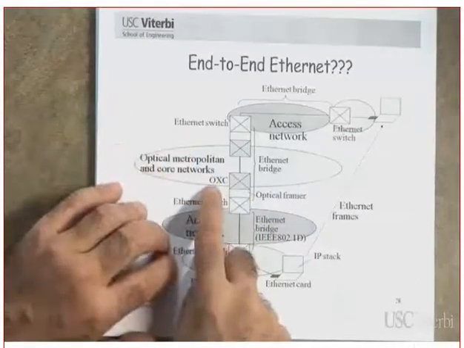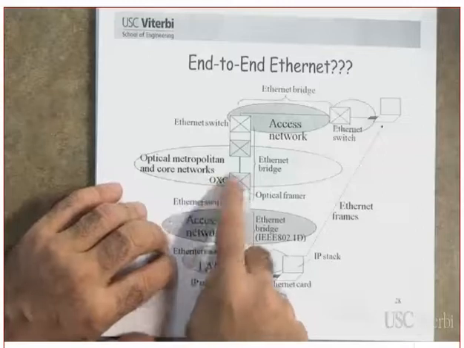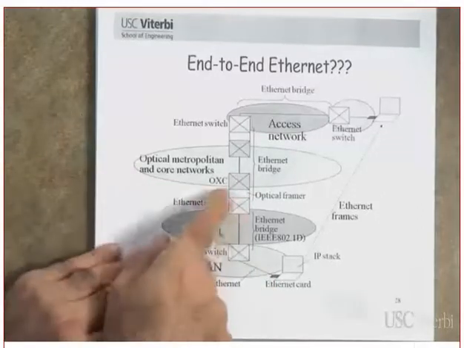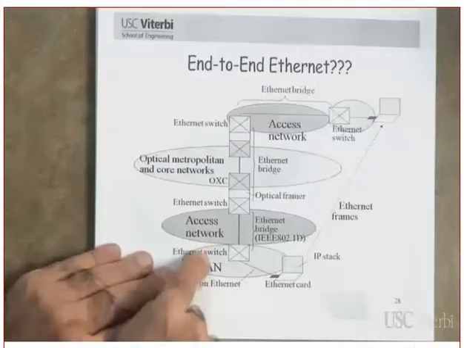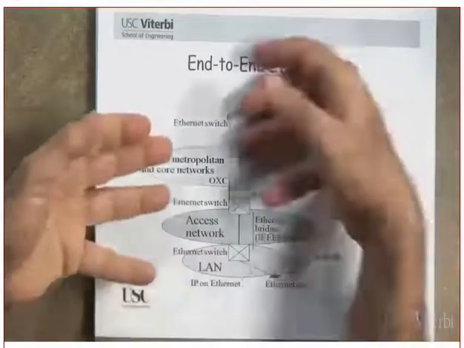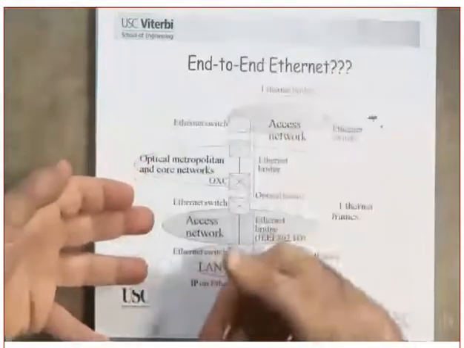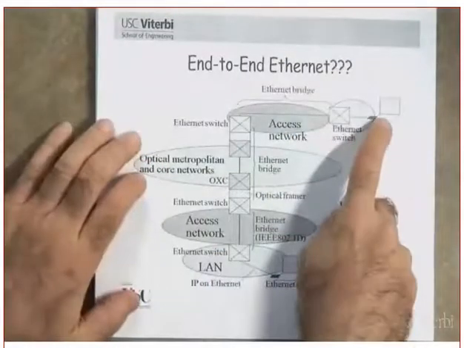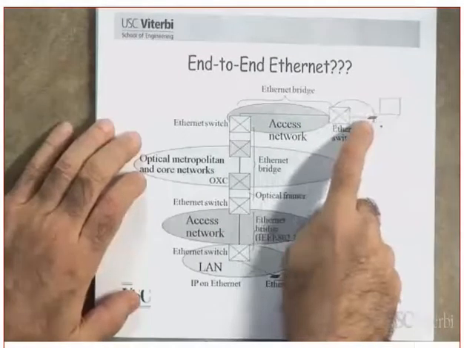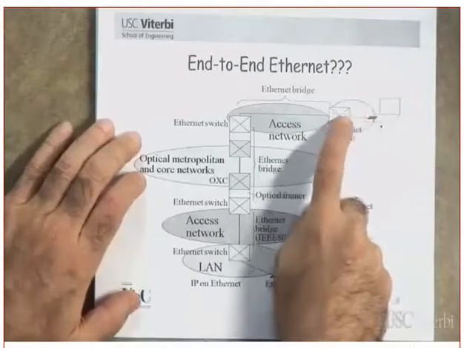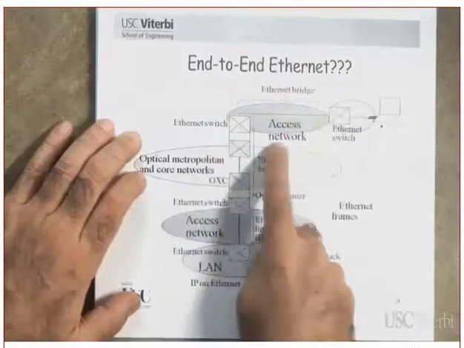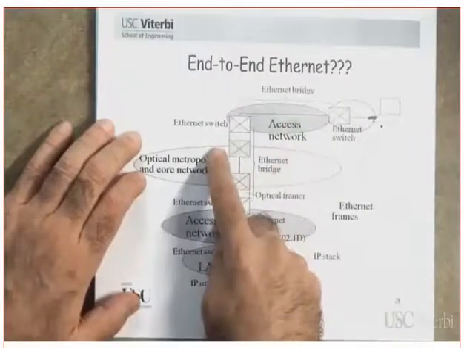OXC stands for optical cross connect. To connect to this switch, or it can connect to another switch, and so on and so forth, to the other side. The other side is the access network. Do you follow me or not? Everything is Ethernet. In other words, the end user does not need an optical interface. He only needs an Ethernet interface. He is connected to this. We call it Ethernet in the metro network.